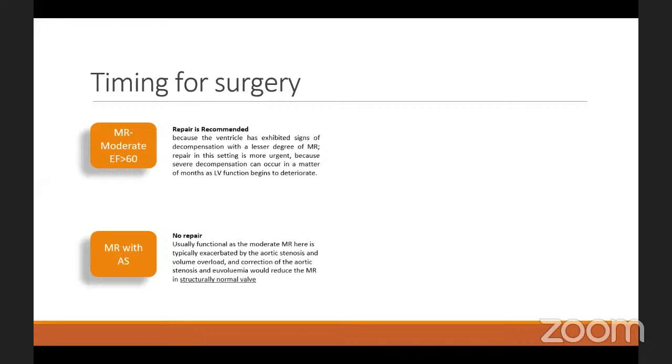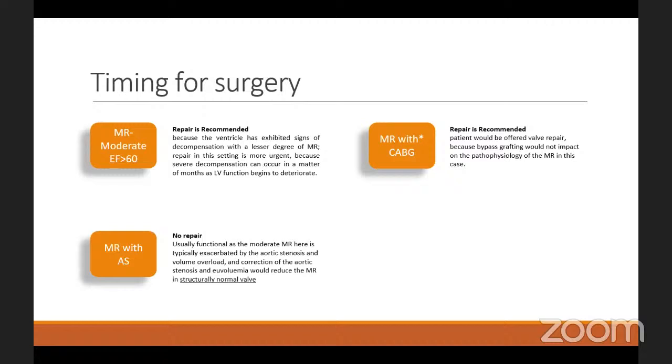MR with aortic stenosis, usually we don't repair the mitral regurg if the valve is structurally normal. Of course, if you have abnormal valve, you need to repair it. But if the valve is structurally normal with aortic stenosis, usually we don't repair because here the mechanism of the MR is functional as it's exacerbated by the aortic stenosis and the volume overload. And when we correct this aortic stenosis with the euvolemia, this will reduce the MR.